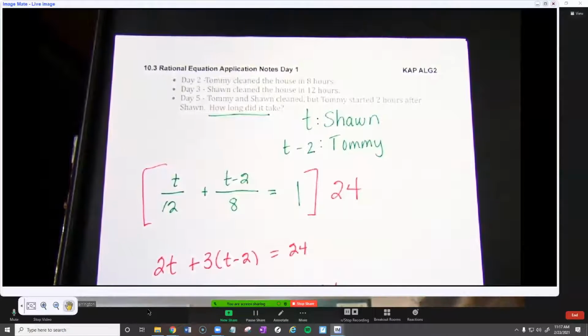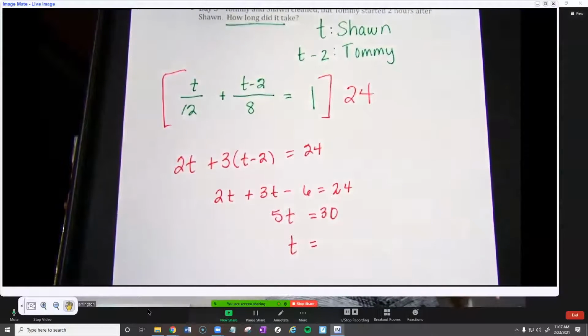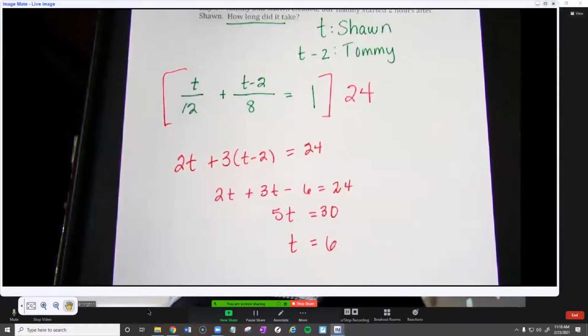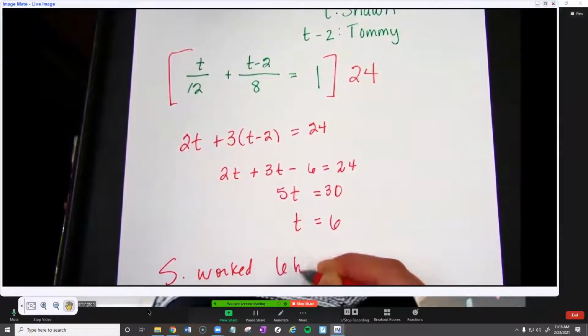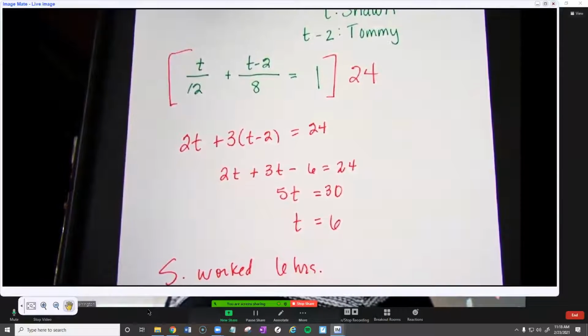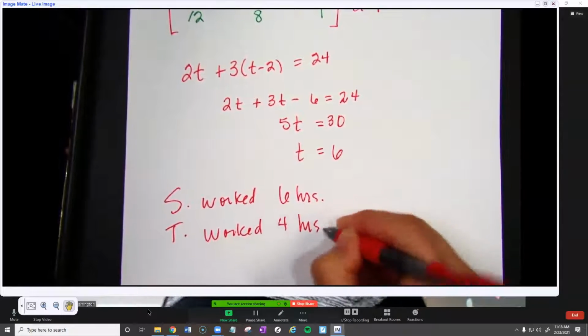So I get T, oh, I'm sorry. Looks like T is going to be 6. What does that mean? Say what? 6 hours in the house. For who? For Sean. But not Tommy. He skated. How long did Tommy work? 4 hours. So Sean worked 6 hours. Tom worked 4 hours.